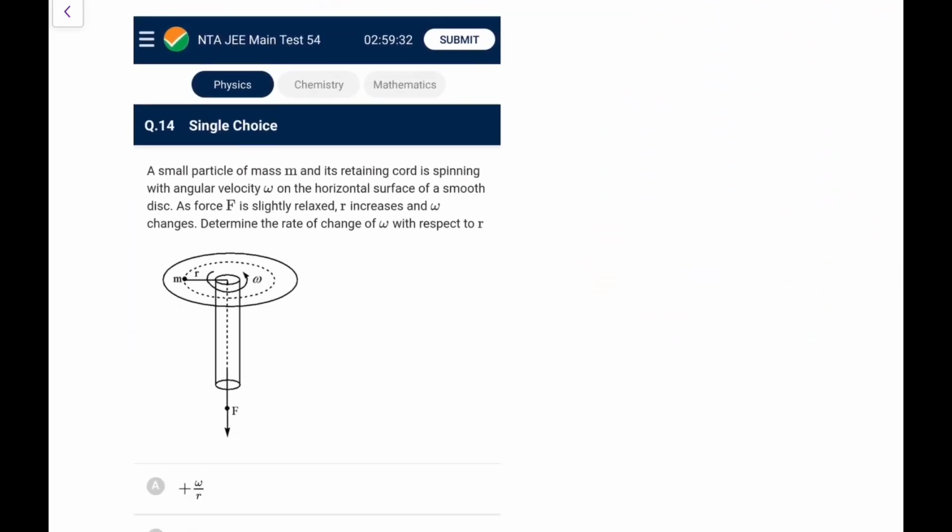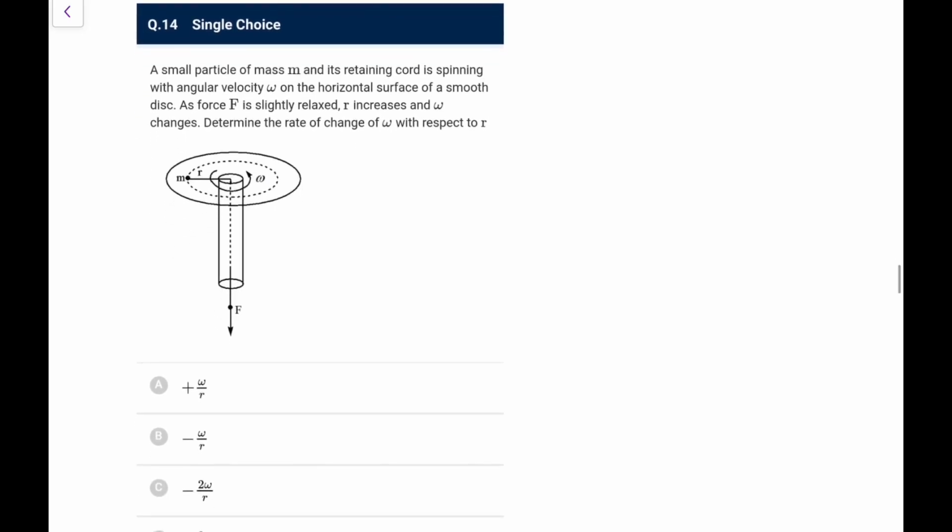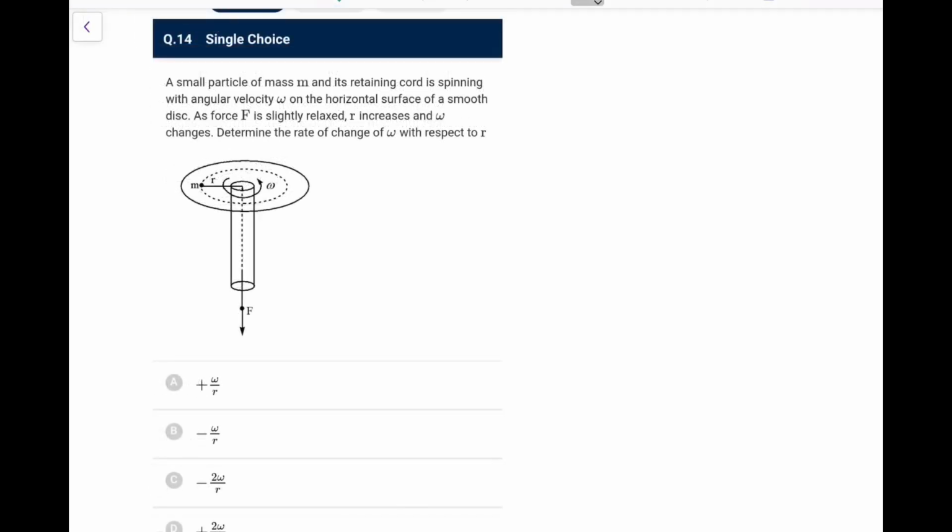Now the next one. The next one is question number 14c. A small particle of mass m and its retaining cord is spinning with angular velocity omega on a horizontal surface of a smooth disk. As the force F is slightly relaxed, r increases and omega changes. Determine the rate of change of omega with respect to r. Now here you know the motion is because of this force, and this force acts here. So about this axis I can say its torque is 0 and normal and mg torque get cancelled. So in such questions you have done, the main important concept is L is going to remain constant. So in terms of omega I can write it as m omega r square is going to remain constant.